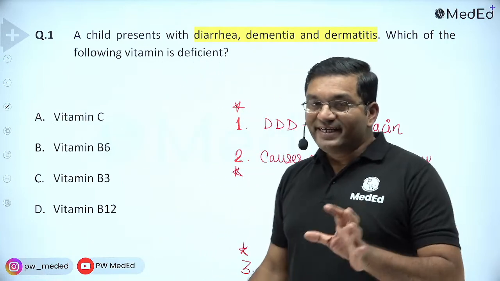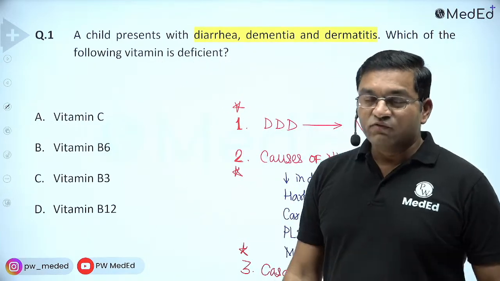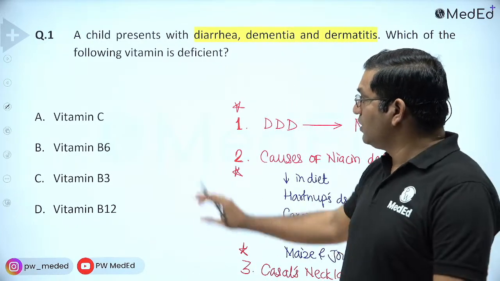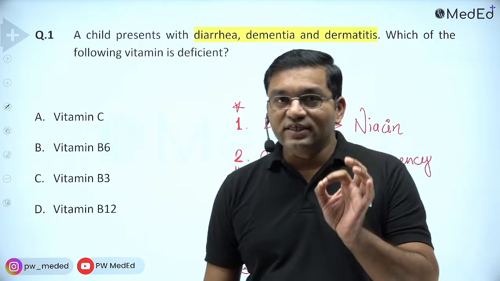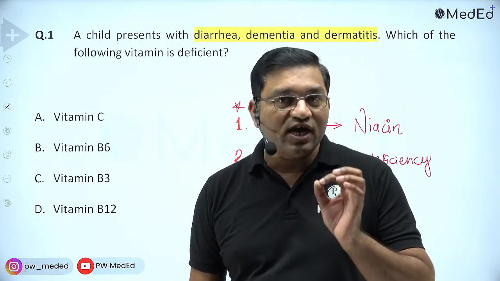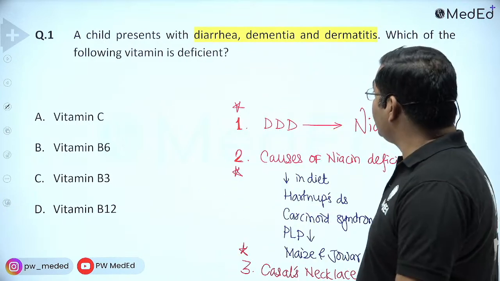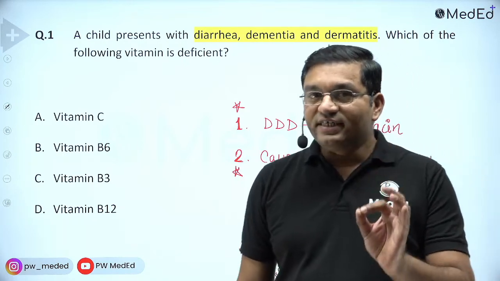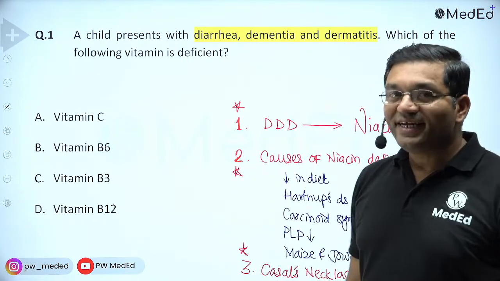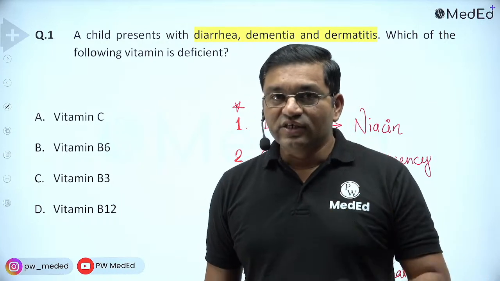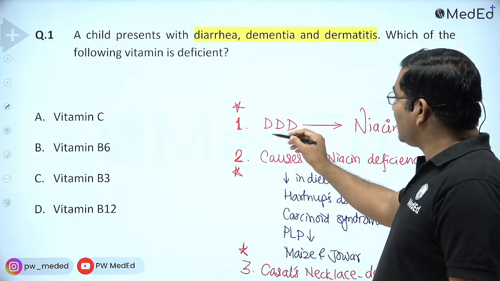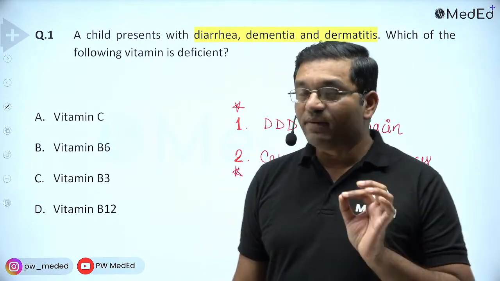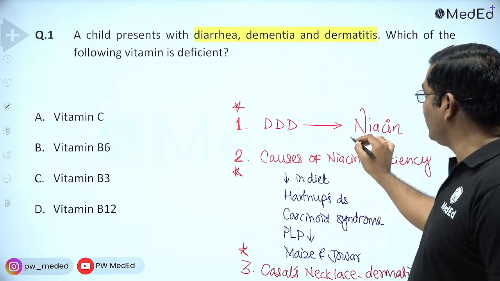See, I am not reading all the questions here. We'll be dealing with the important points related to the PYQs. Now see, whenever you see the condition that is diarrhea, dementia and dermatitis, the 3 Ds, and if kept untreated, it can lead to the 4th D, that is death. So niacin deficiency causes diarrhea, dementia and dermatitis. Niacin, vitamin B3, this is the first important point.